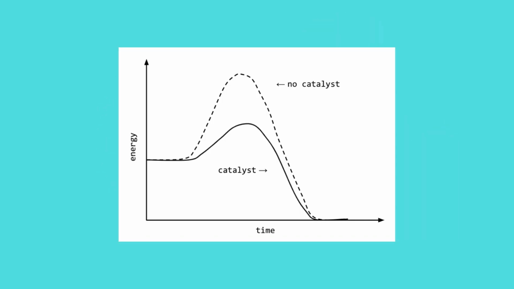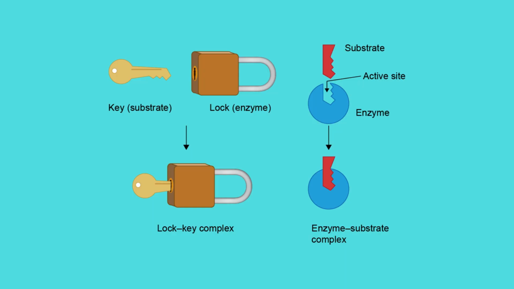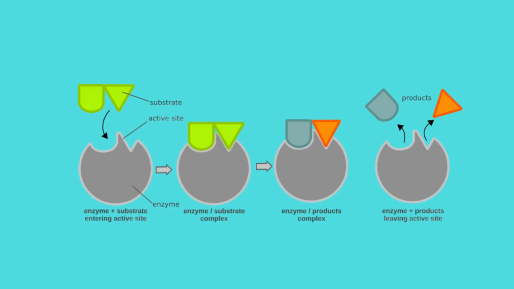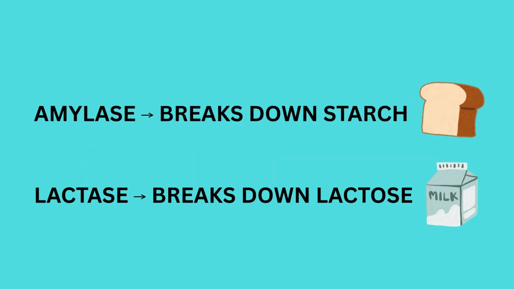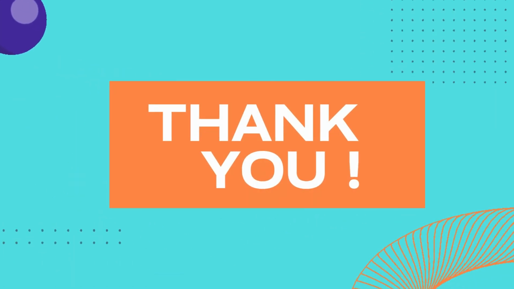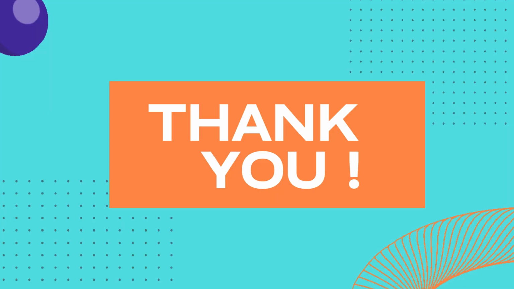Enzymes are biological catalysts that speed up chemical reactions and provide an alternate pathway which lowers activation energy. There are two major models of enzymes, the lock and key model, which shows how specific enzymes are, and the induced fit model, which shows enzyme flexibility. We then went over two real-life examples of enzymes, amylase, which breaks down starch, and lactase that breaks down lactose. Ultimately, enzymes are crucial to biological beings, and life would be much slower without them.